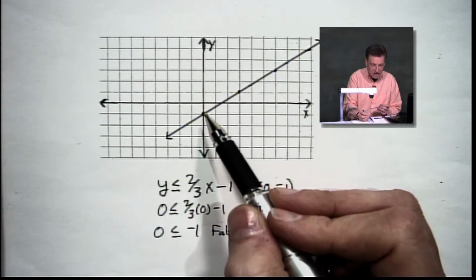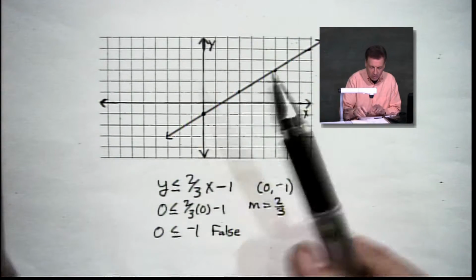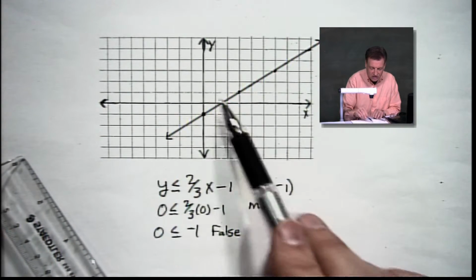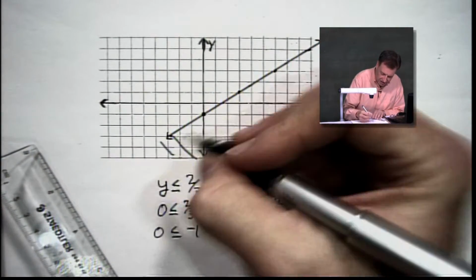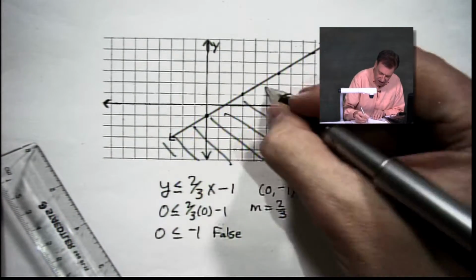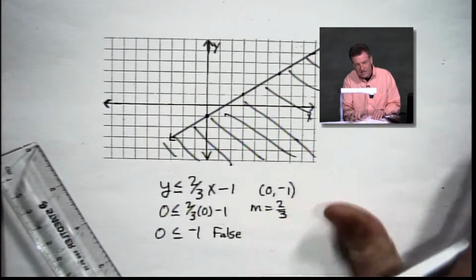If it's true, you're going to include the side that has the origin. And remember what I said. That's over here. So we're going to shade below, and I believe that's what we decided over on the other side here, all right? So here we go. Shade it in there. And you've got to understand, this just keeps going on and on.